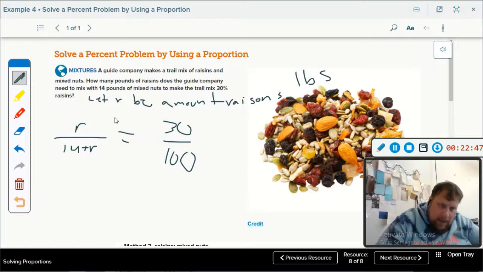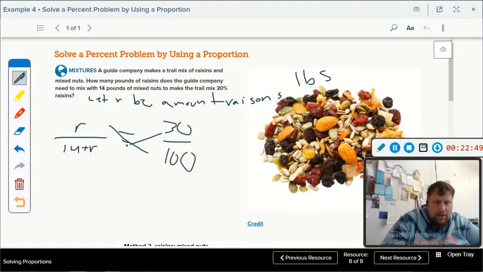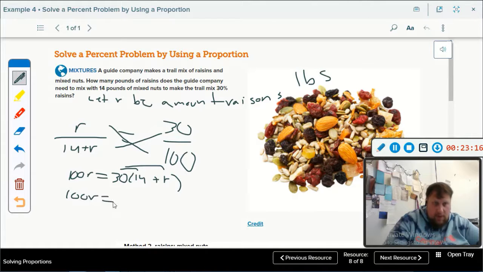All right, I'm assuming you paused it. Hopefully, if you didn't, that's on you, but you need that practice doing this. So I'm going to have R times 100 is just 100R. We always put the coefficient first, equals, and then 30 times the quantity, 14 plus R. All right, let's go ahead and distribute this. I have 100R equals 30 times 14, what is that? 300 plus 120, so 420, plus 30R.